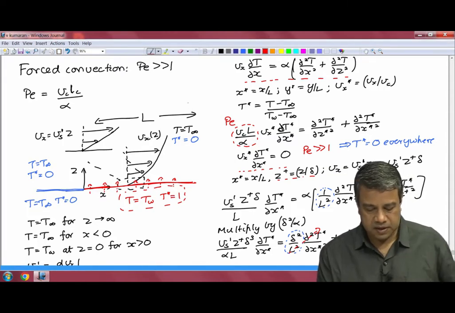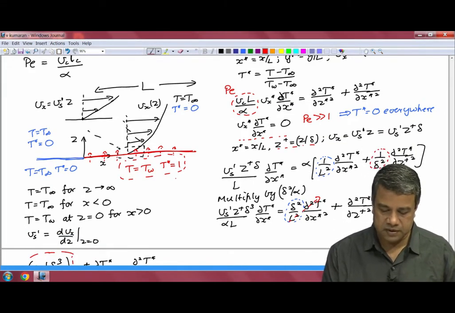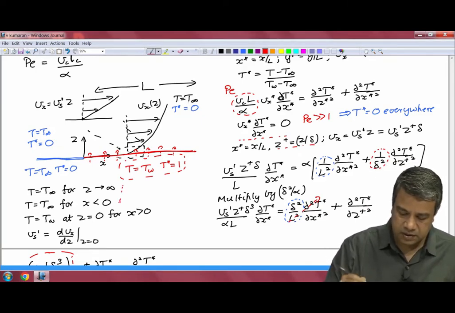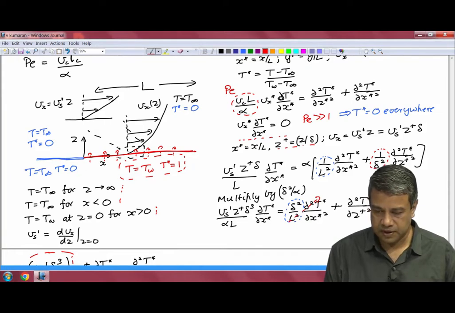Therefore, the temperature was T infinity for x less than 0 and for z going to infinity. Only at z equal to 0 for x greater than 0, when there is heating from the plate, the temperature was equal to T w.